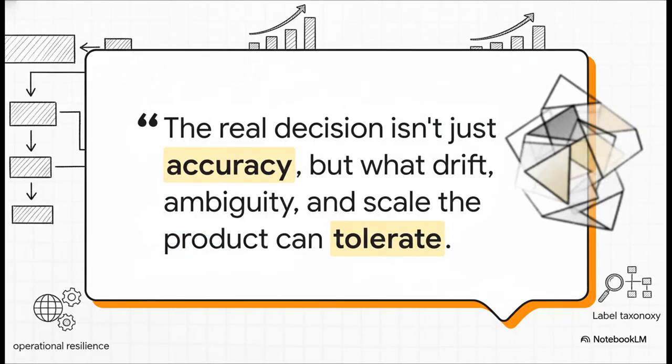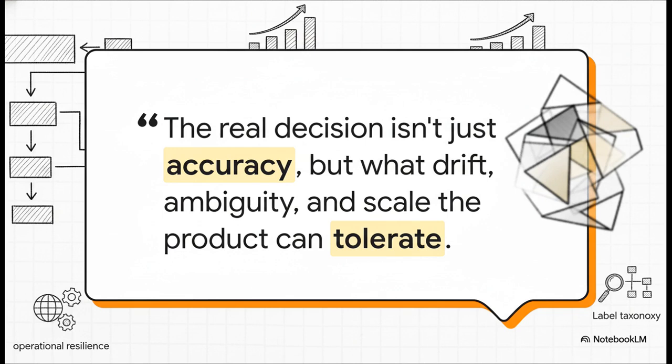This quote right here is everything. This is how you elevate your answer from just okay to senior level. So instead of getting bogged down talking about 99% accuracy, you shift the conversation to operational resilience. You start asking questions like, okay, what level of ambiguity can the product actually tolerate? Or what's our governance process for updating the label taxonomy?